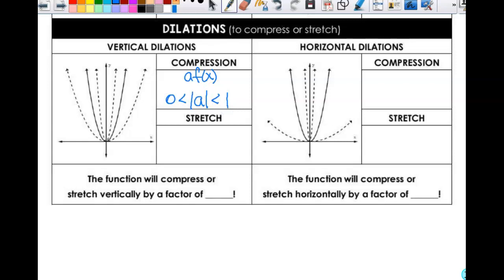So if I have 1/2 out there, or 2/3, but not just if it's a fraction, because if I have 3 halves, that's more than 1. So don't let the fractions trick you. And then a stretch, it's still just a times f of x, but this is when the absolute value of a is greater than 1. So if it's a 2, a 4, a 3 halves, something like that. So for vertical, the function will compress or stretch vertically by a factor of the absolute value of a.